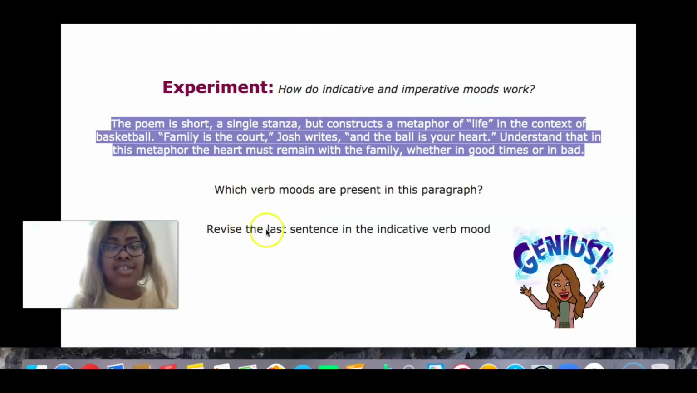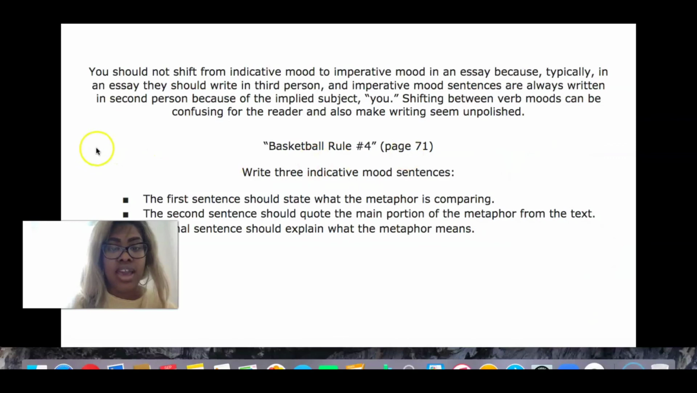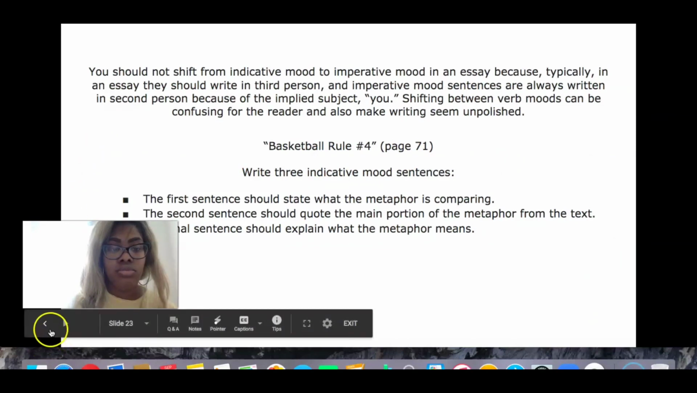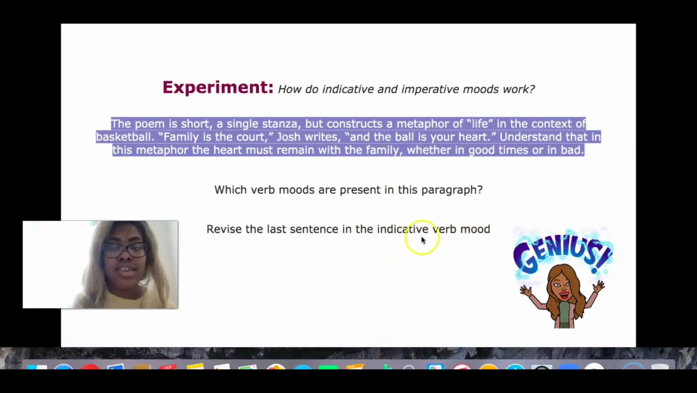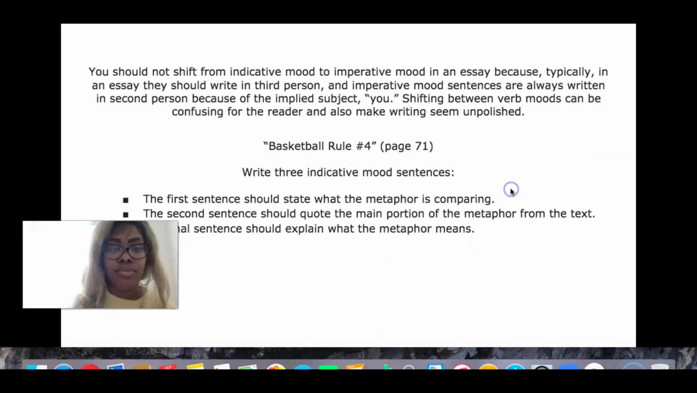And then revise the last sentence, which is, understand that in this metaphor, the heart must remain with the family, whether in good times or bad. Please revise the last sentence of this paragraph into the indicative verb mood.